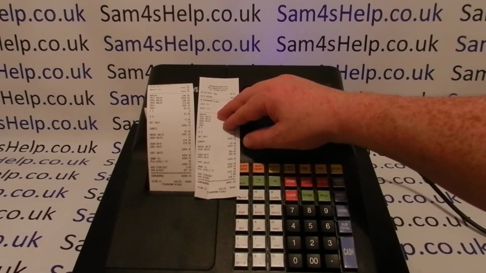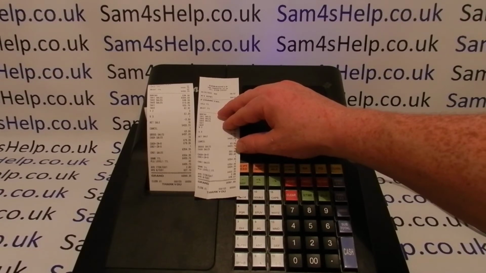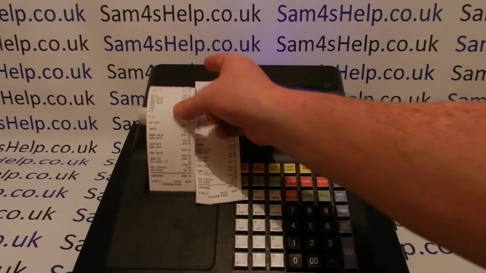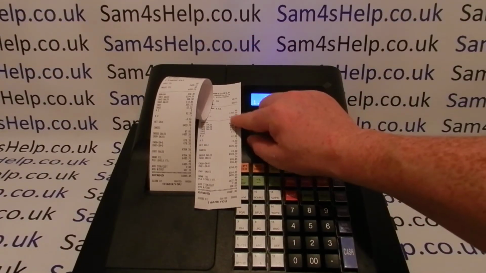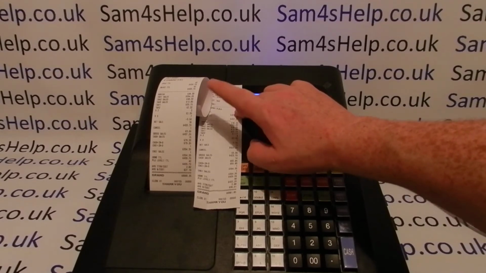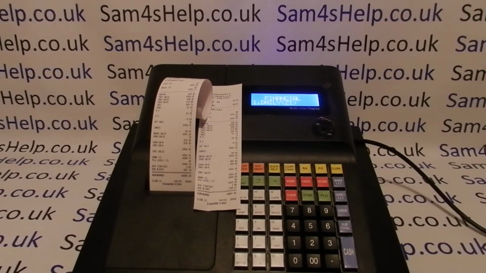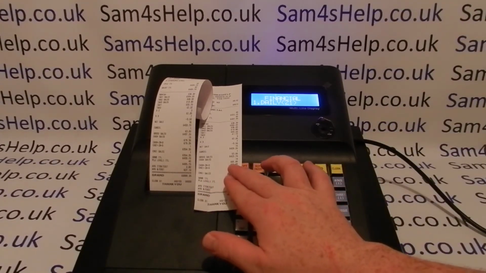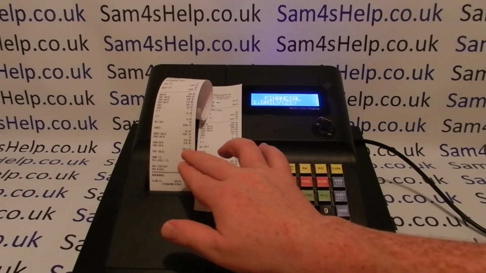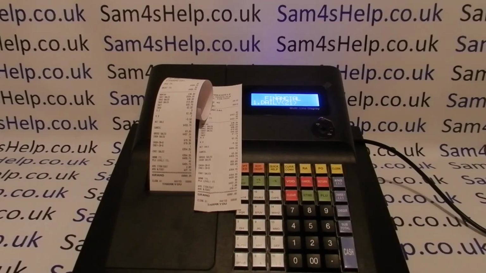So what have we got? What's the quickest way of telling? I've got my PLU sales at the top of 422.20, and then now they're 435.70, so they've increased, and then my cash in draw should have increased as well, so it's gone from 65.85 up to 79.35.